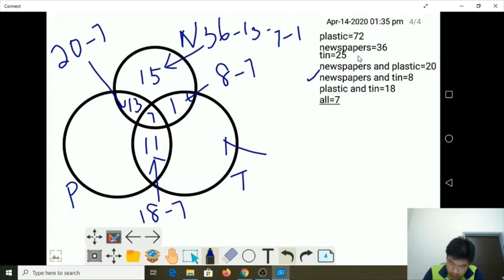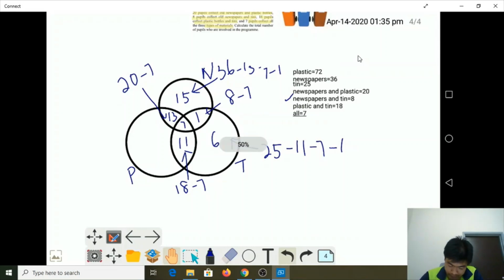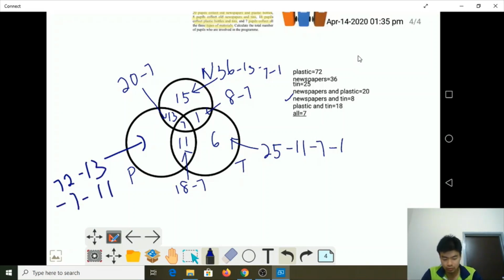How about the tin only? 25 minus 11 minus 7 minus 1, right? So push your calculator. Answer is 6. Okay, let me zoom out a little bit. Alright. How about this part? Plastic only, 72 minus 13 minus 7 minus 11, which is 41. So this part is 41.